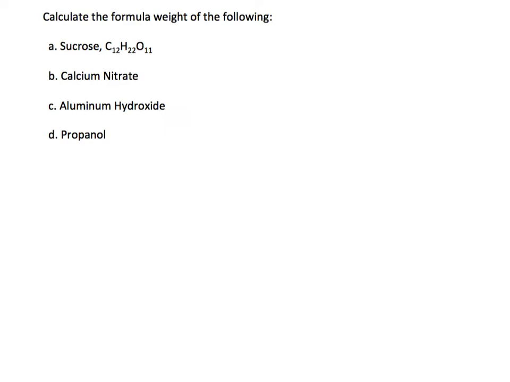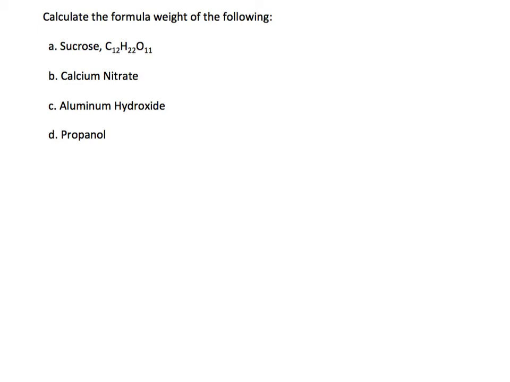So we have 1 times 12.0 for the calcium. Oh, I'm sorry, that's 40.0. So that's going to be equal to 40.0. Then we have 2 nitrogens, so 2 times 14.0 equals a total of 28.0. And for the oxygen, we have 6 times 16.0 for a total of 96.0. If we add all of those up, we get 164.1 AMU.